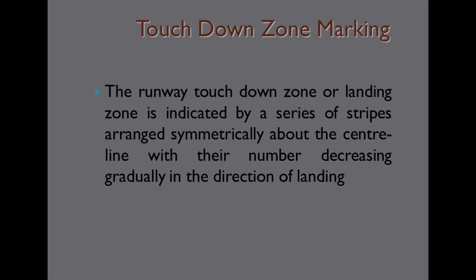Touchdown zone marking. So the touchdown zone, also called the landing zone, is indicated by a series of stripes arranged symmetrically above the center line with their number decreasing gradually in the direction of landing.